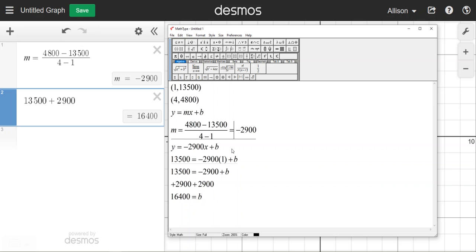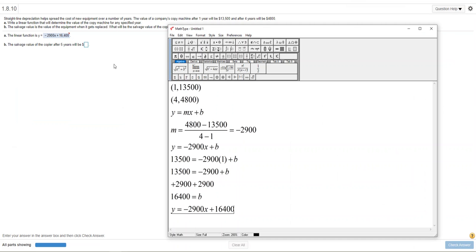All right, so grab our line up here, copy it again, and then I can paste it and insert the value for b, which I now know is 16,400. All right, so that is the equation. So I'm going to go back over to my other tab, and that should also match the equation that was presented up there. So that is our solution, and that's how I come up with it.